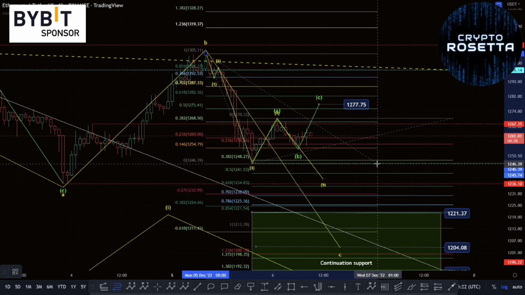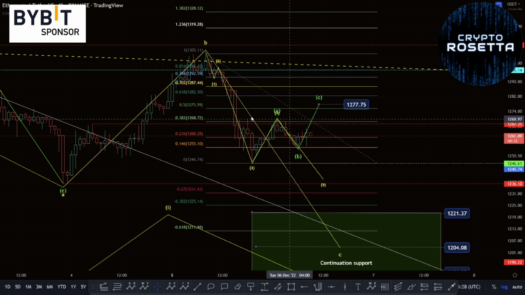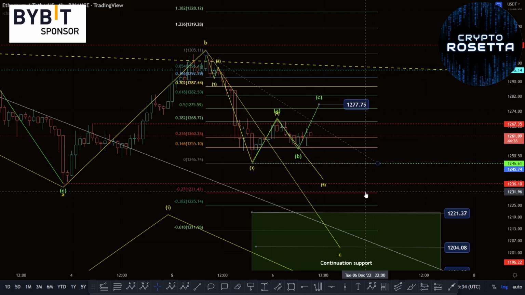Let me pull this one back in again. Get it right there. So at a 1-to-1, that would take us up to this 50%. We could see a move up to this 1282 and then look for continuation from that point.